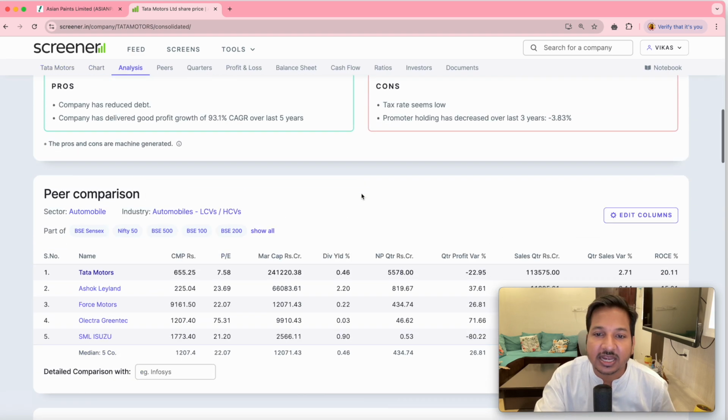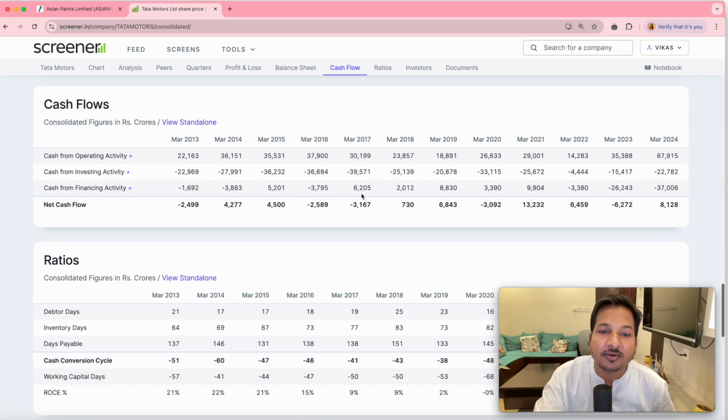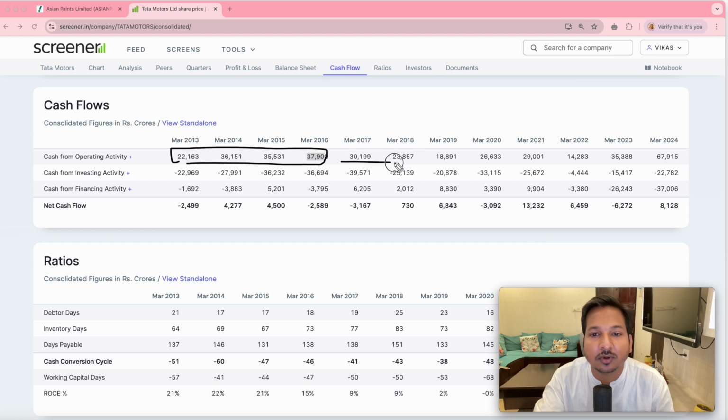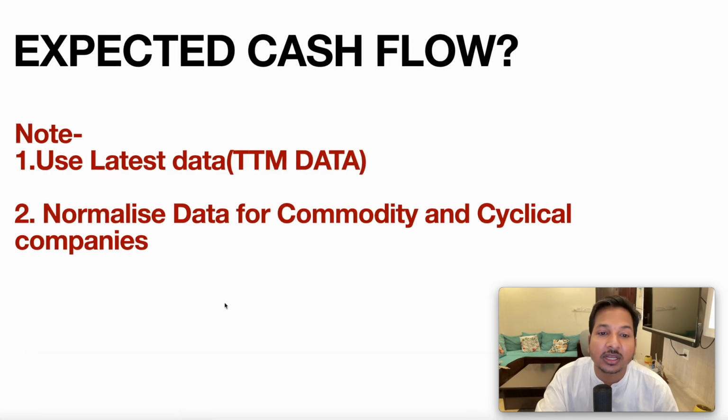Suppose I take Tata Motors, and I see that the last year was the best year because the company generated a cash flow of 67,000 crore. But this is not the reality. This is a cyclical company. There will be a period where it increases its cash flow, and then after many years it will decrease. So you have to take an average of the last 5 or 10 years, and those numbers you should use in your calculation while analyzing any commodity and cyclical company, because commodity companies also depend upon commodity prices. So that may be the best year which you are taking. So always normalize this data.